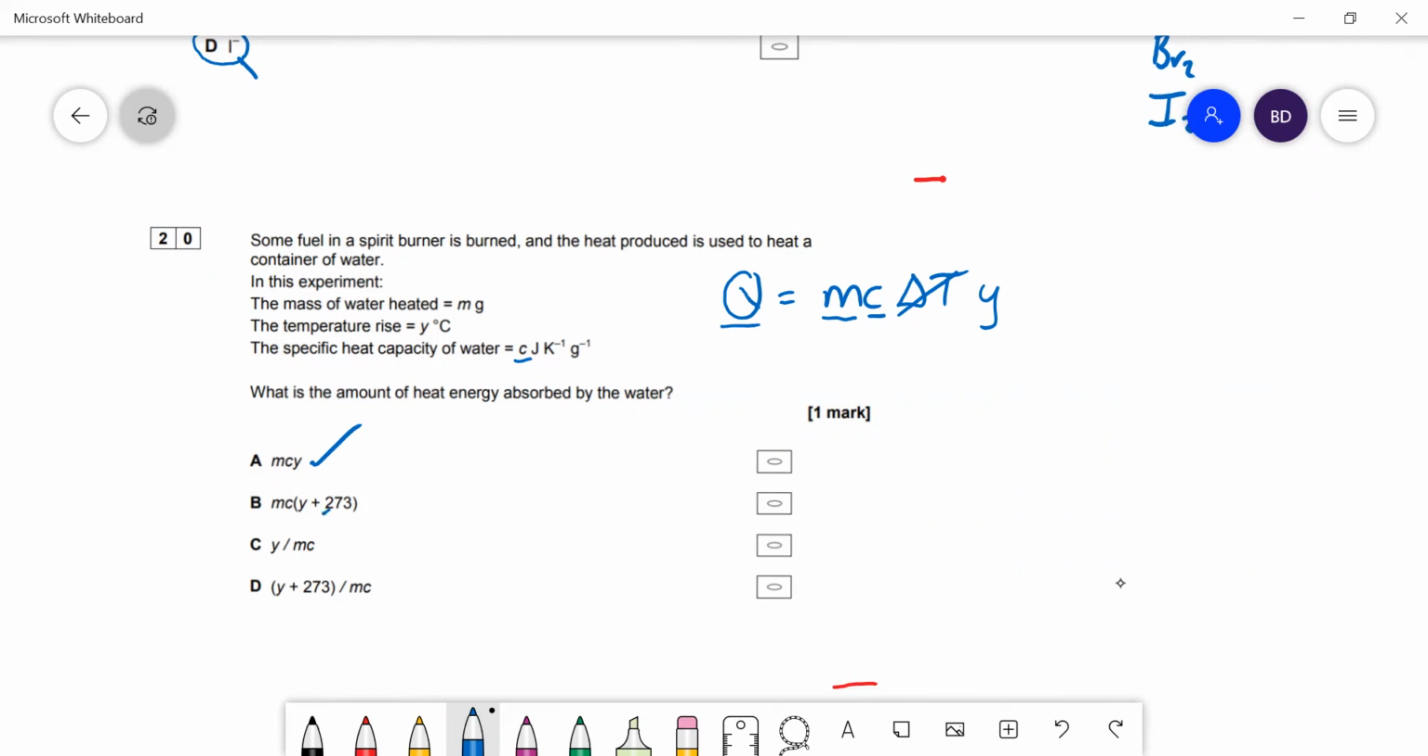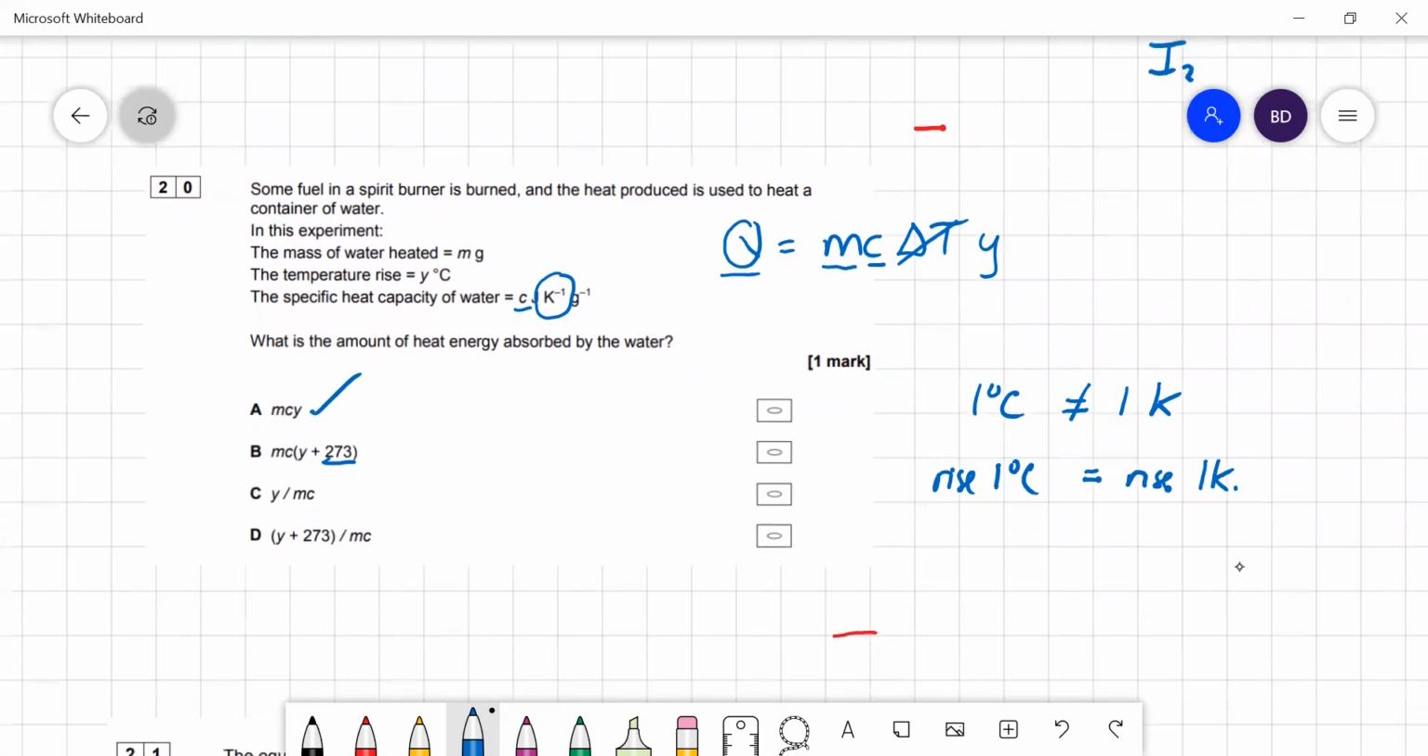Don't be fooled by adding 273 just because the units are in Kelvin there. Although 1 degree C is definitely not equal to 1 Kelvin, a rise of 1 degree C is equal to a rise of 1 Kelvin. So A is the right answer there.